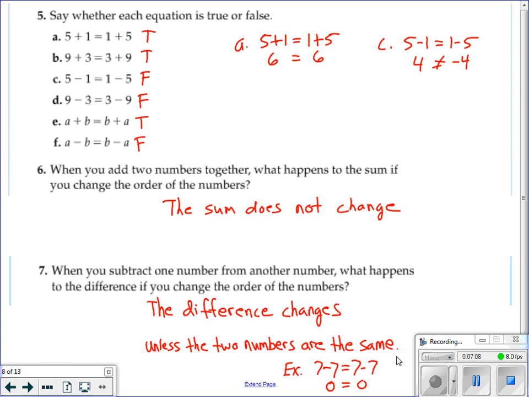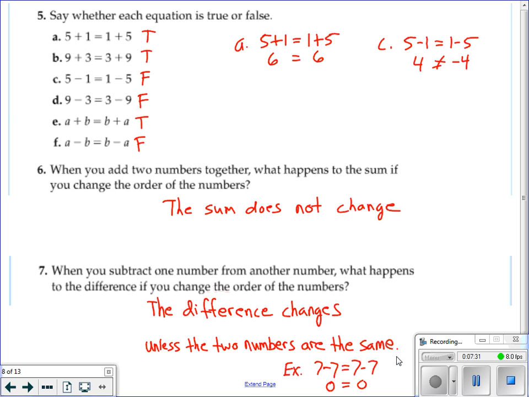All right, now let's take a look at these examples here. So if I look at A, I've got 5 plus 1 equals 1 plus 5. Well, I know that 5 plus 1 is 6, and if I do 1 plus 5, that's also 6. So that's a true statement. Same is going to be for number B. 9 plus 3 is going to equal 12. 3 plus 9 is going to equal 12.